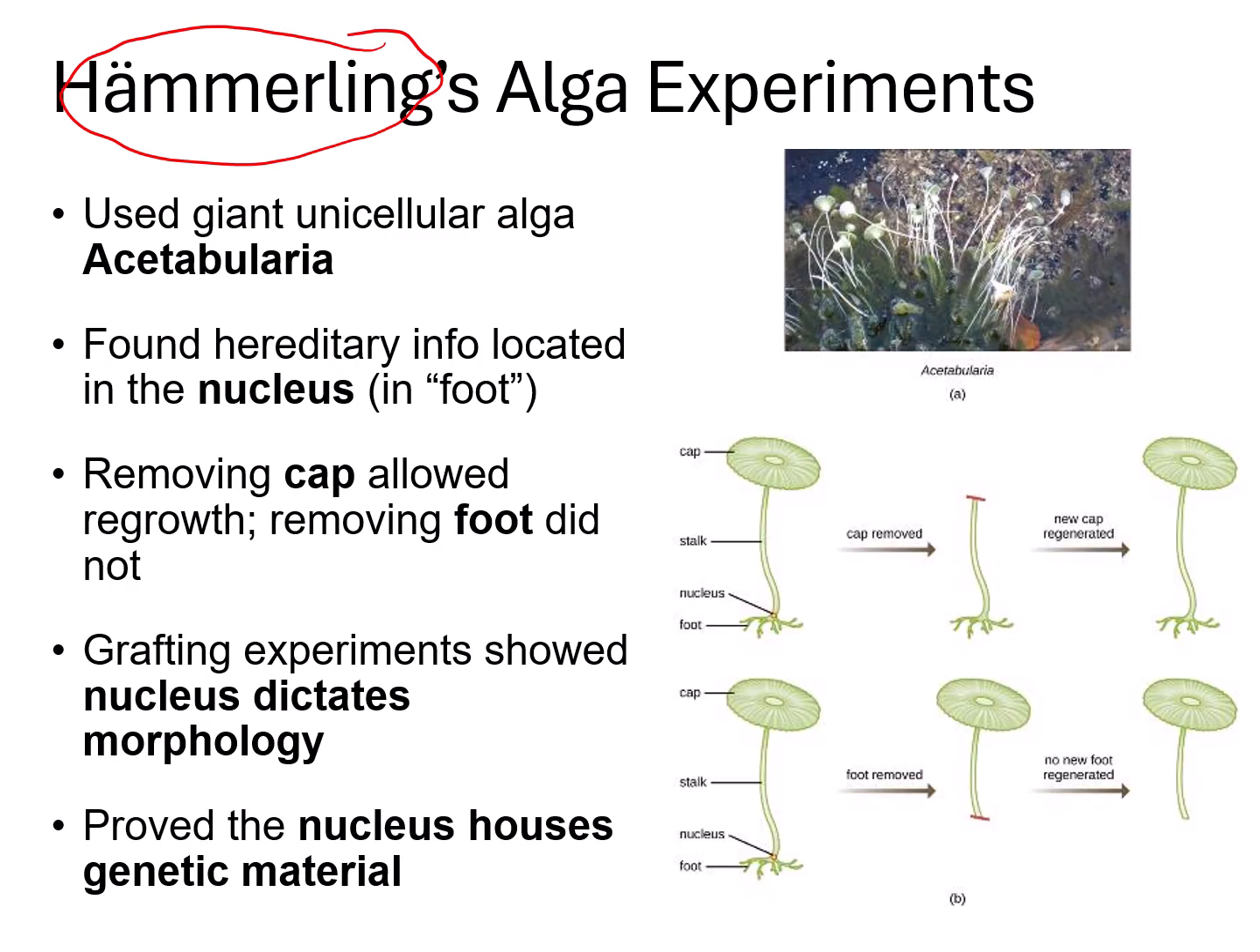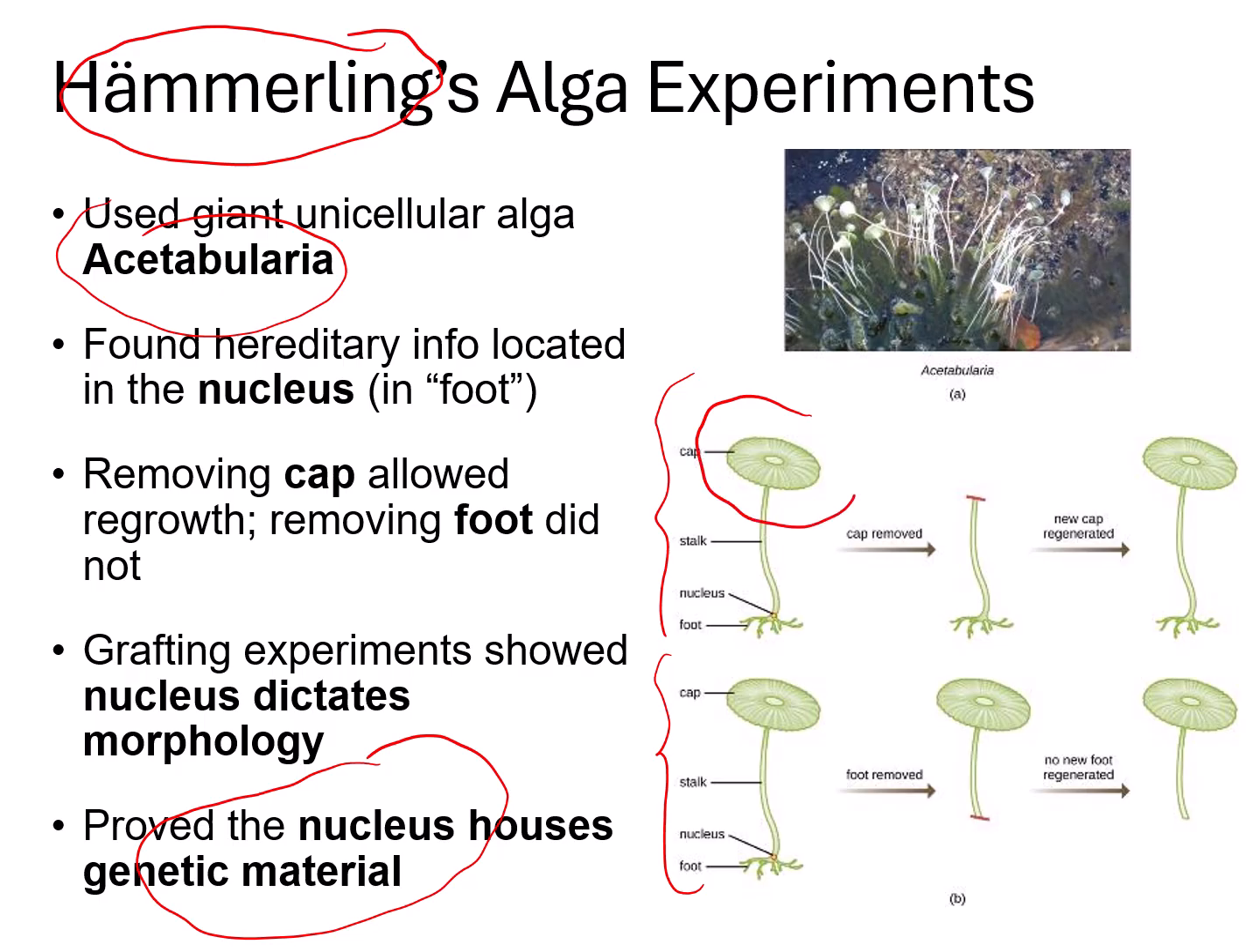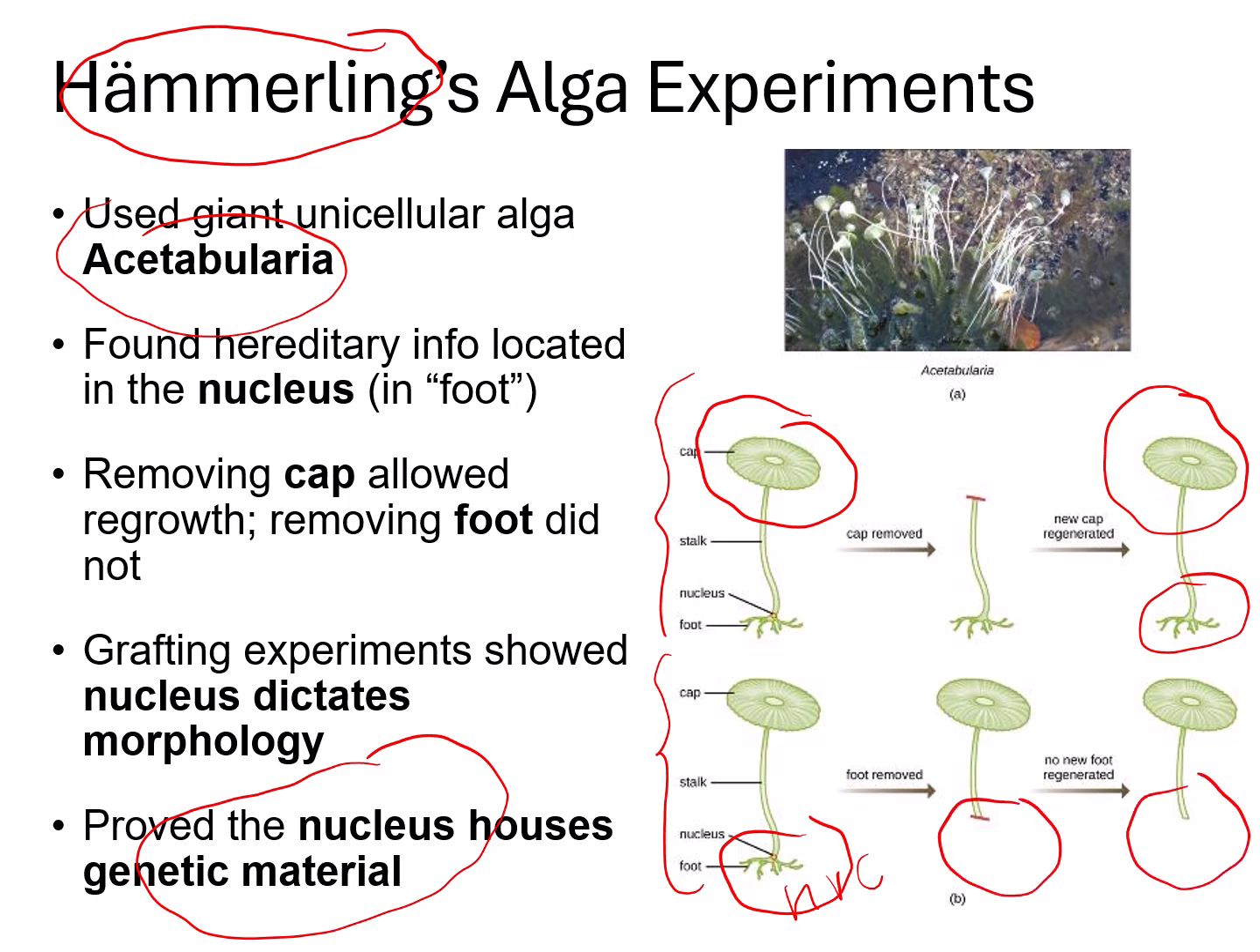Hämmerling used the giant unicellular alga Acetabularia to show that hereditary information resides in the nucleus. And what he did with these algae was to either remove the cap or remove the foot. And the nucleus is found in the foot for these organisms. When he removed the cap, it was able to regrow because the genetic material was present. But when he removed the foot, it could no longer regrow. So he also did grafting experiments to support this. I'll show you that in the next slide.